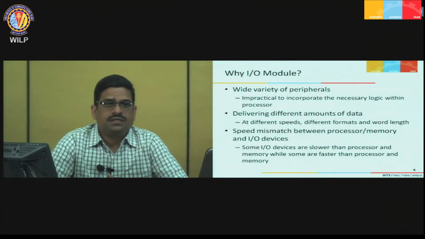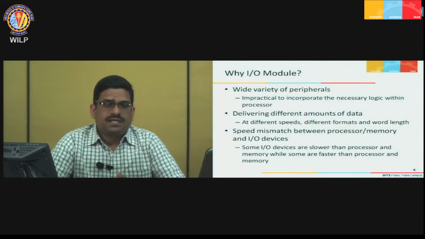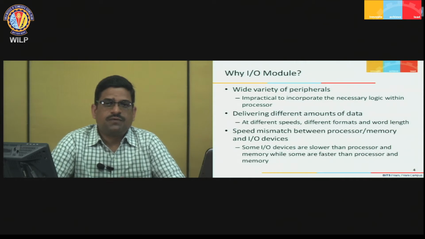So the hard disk can do data transfer at a higher rate than the processor can handle. The speed mismatch is from both sides. These are a few reasons why we need an interface circuit that takes care of all these problems.